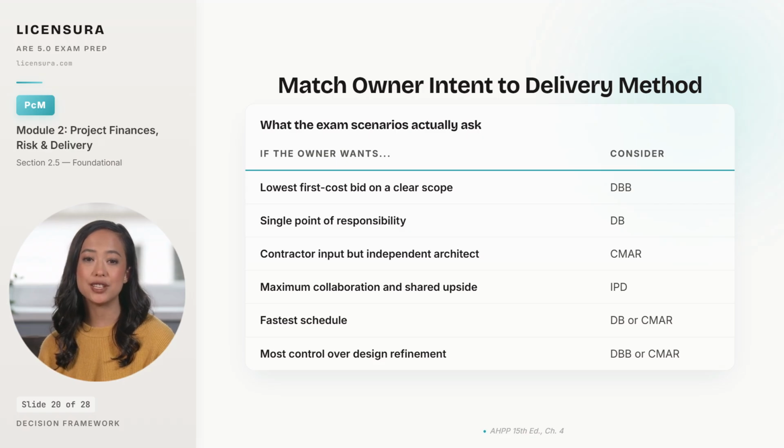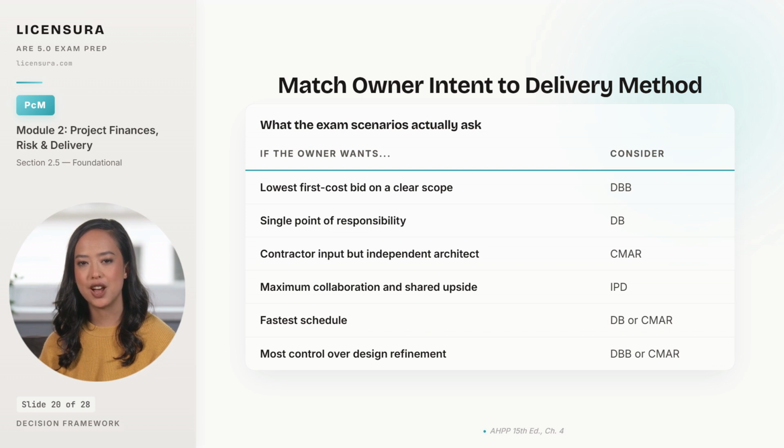An owner who wants the lowest first cost on a clearly defined scope reaches for design, bid, build. That is the textbook use case, and it is why public agencies that have to take the lowest qualified bid default to it. An owner who wants single-point accountability, where they have exactly one party to call when something goes wrong, reaches for design, build.